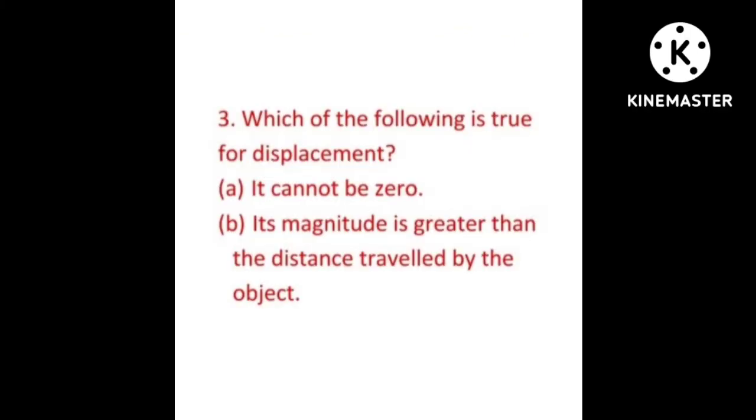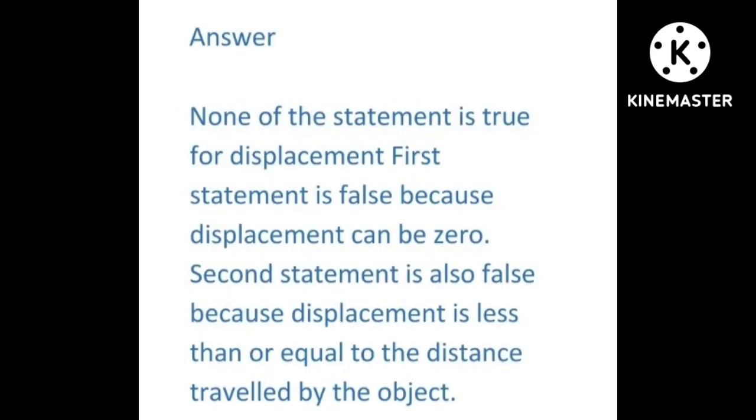Now, we can move to the third question. The question is, which of the following is true for displacement? A, it cannot be 0. B, its magnitude is greater than the distance traveled by the object. We have already discussed that displacement can be 0. Therefore, the first statement is false.